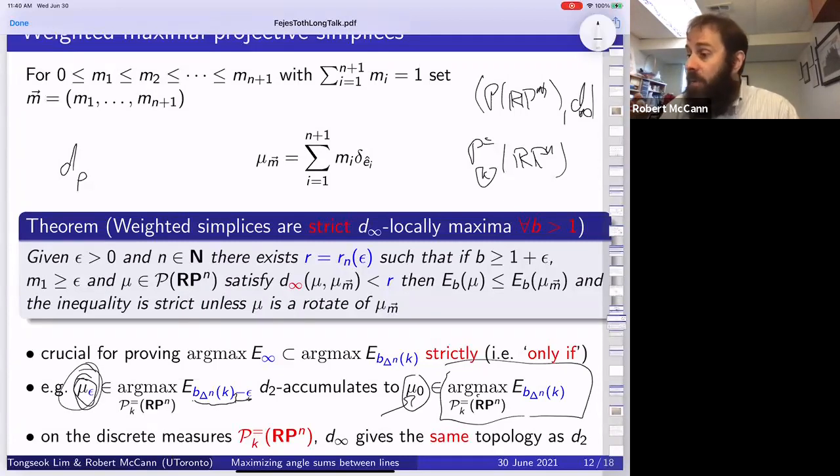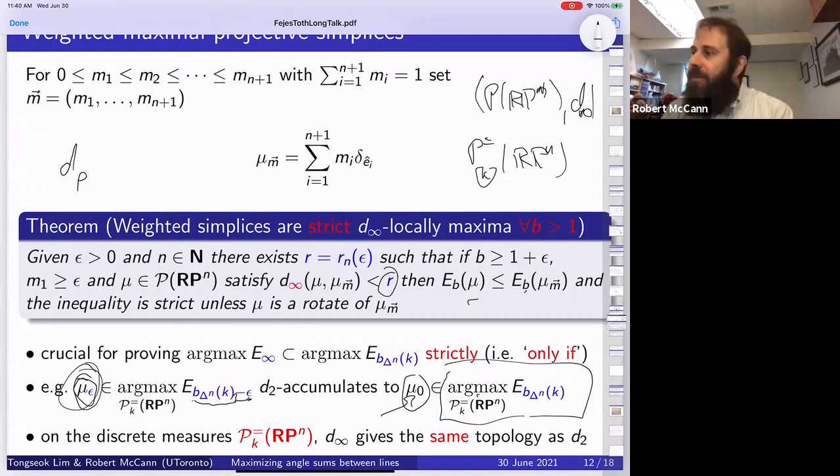How do I know? Well, I know that the conjectured guys are these strict local maxima from this theorem. So what does that mean? It means that if I get close to one of these conjectured guys, then the energy inequality is going in the wrong direction. Somehow that's the flavor of the argument.